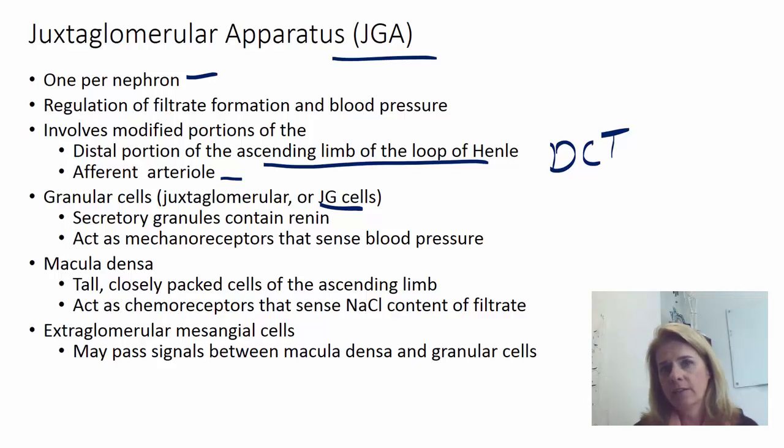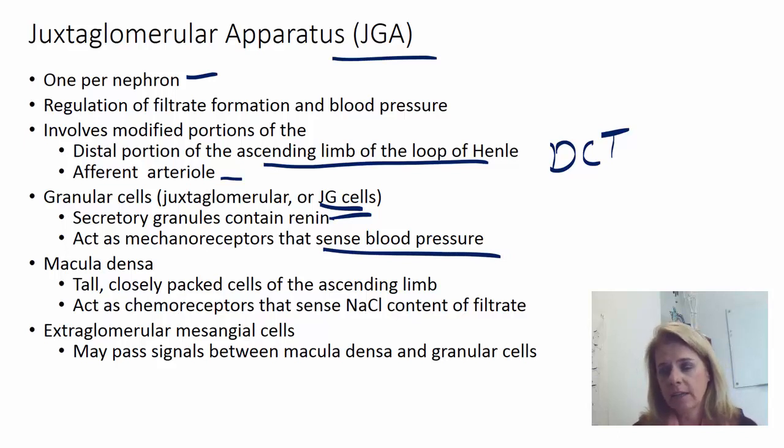These are the cells that have an endocrine function, really. They secrete something called renin. We'll talk about what renin does in the context of angiotensin later. We talked about the endocrine system earlier, about how the kidneys make EPO and renin. The granular cells are where that renin is made. These granular cells also act as mechanoreceptors. Think of a baroreceptor in the aorta. They sense blood pressure.